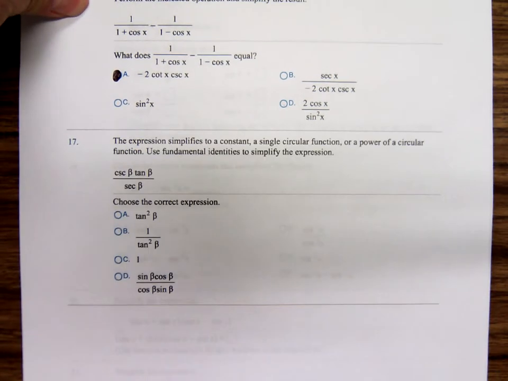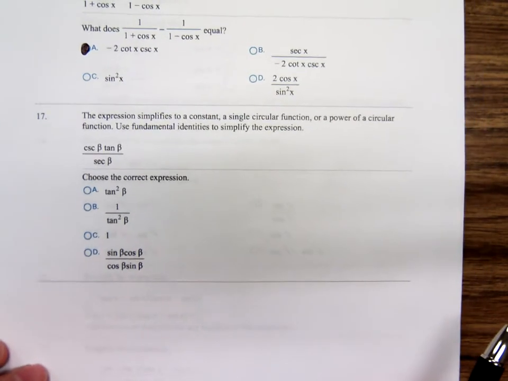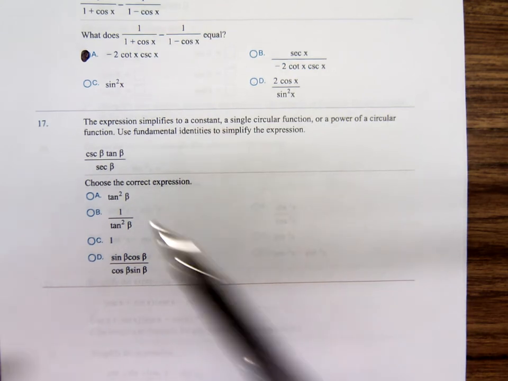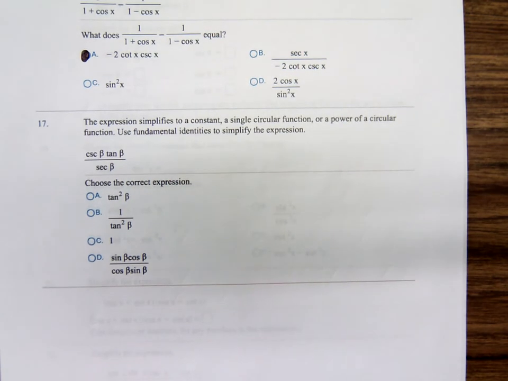Number 17. This is going to simplify as either a constant, which is just a plain number, a single circular function, so a single trig function, or a power of a trig function. Okay, so what can we do to simplify all of this stuff? It's going to look a little messy at first.